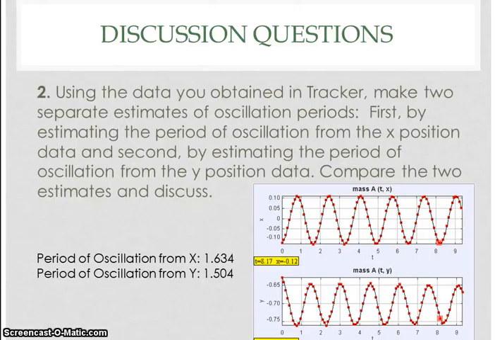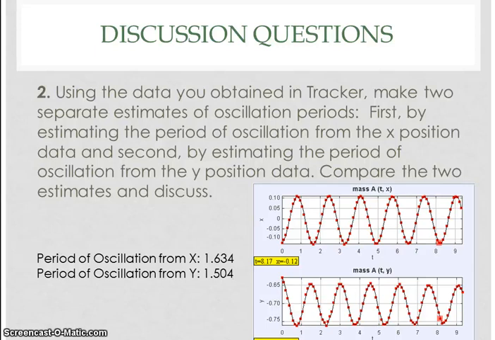Using the data you obtained in Tracker, make two separate estimates of the oscillation periods. First, by estimating the period of oscillation from the x position data, and second, by estimating the period of oscillation from the y position data. Compare the two estimates and discuss.